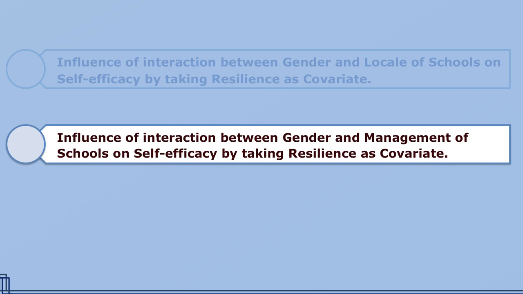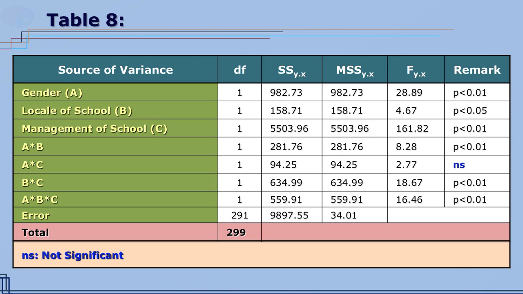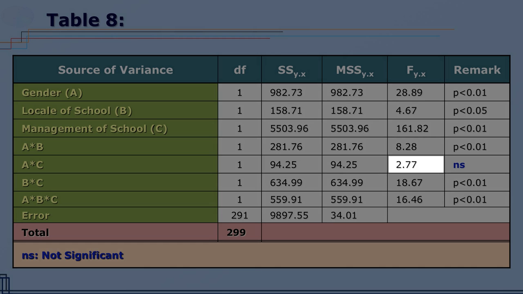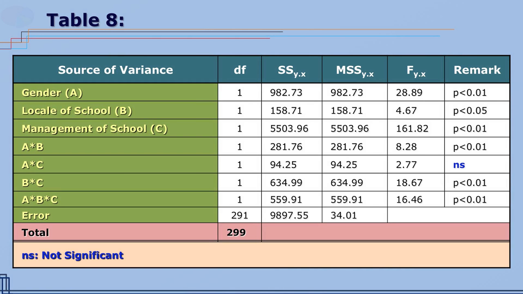covariate. Influence of interaction between gender and management of schools on self-efficacy by taking resilience as covariate. From table 8, it can be seen that the adjusted F value for interaction between gender and management of schools is 2.77, which is not significant.